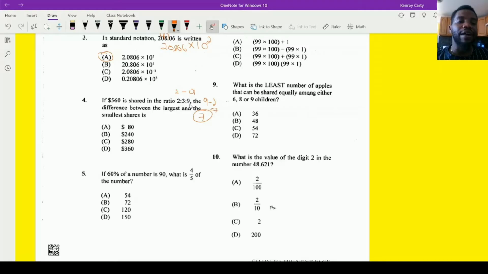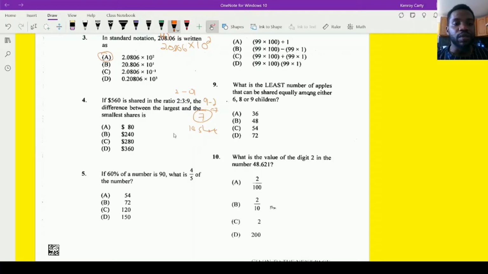That's how we get the 7. So you have the larger share has 7 parts more than the smaller share. Now, here's how we could do it. We could find out what is the size of each share. Now, if you add up everything here, 9 plus 3 is 12, plus 2 is 14. There are 14 shares. Alright, the difference between the largest share and the smallest share is 7.